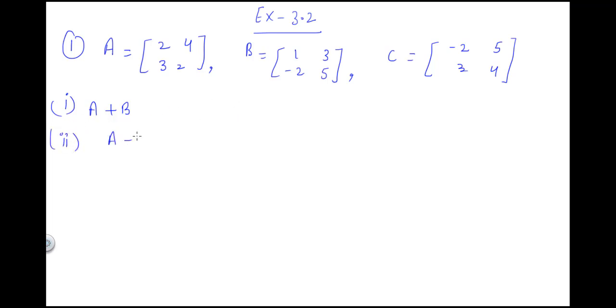Second, we have to calculate A minus B. You can subtract the matrices. Third, it is 3A minus C. So first of all, you are going to multiply each and every element of the matrix A with 3. You will get 3A minus you have to subtract the elements of matrix C. Clear? So I think question number 1 can be attempted by everyone.